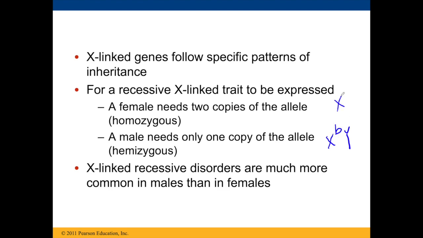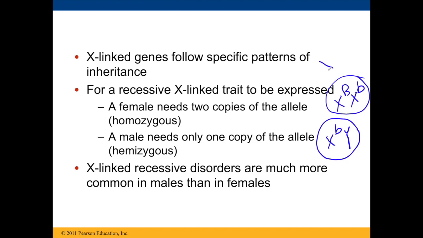If a biological female has only one recessive for that disease, that means the other one is a dominant, which means she does not have that disease. So it's a recessive disease on the X. It occurs in biological males much more often than biological females, because a biological male only needs one copy of the recessive to have the disease. If a biological female has one copy of the recessive, she does not have the disease.